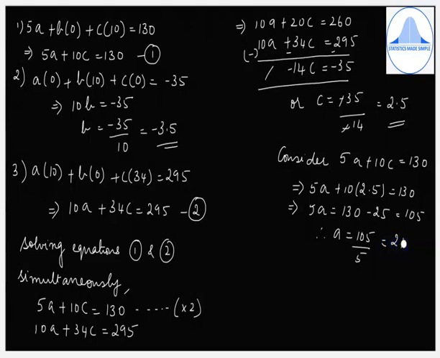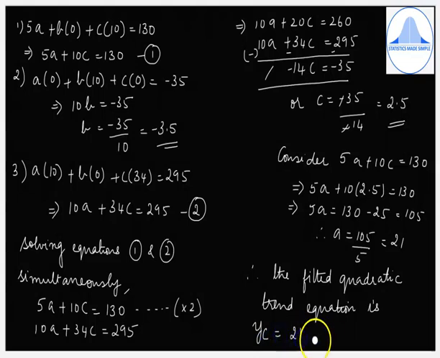So now we have to substitute the values of a, b and c in the quadratic equation. So we get, therefore, the fitted quadratic trend equation is yc equal to 21 minus 3.5x plus 2.5x square.